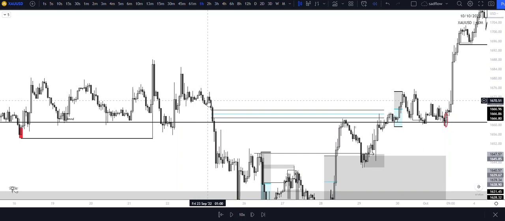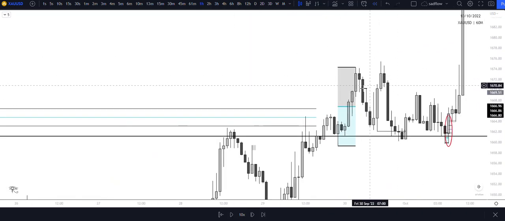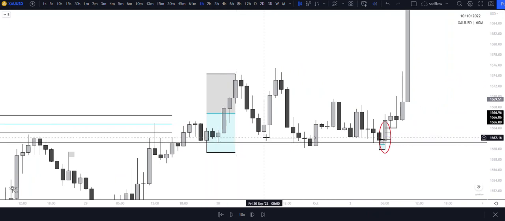Now that I'm disproved, I'm looking for continuation of this break of structure to the upside over here. Now that that has been given, we can see price manipulating these lows, taking out lows for the introduction of new demand. Now that it is taking out these lows, taking out this liquidity, now that retail is deciding I'm going to go short, now we go long.